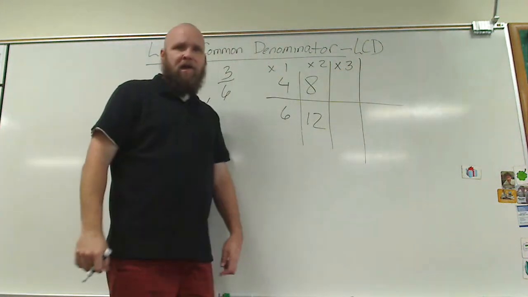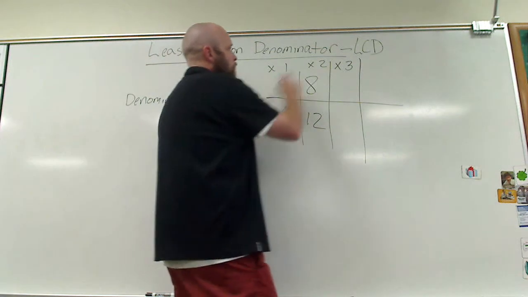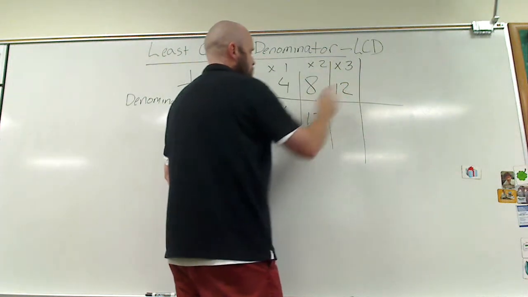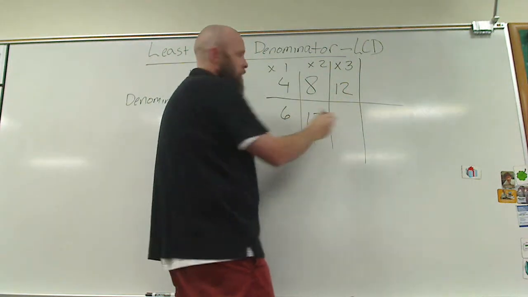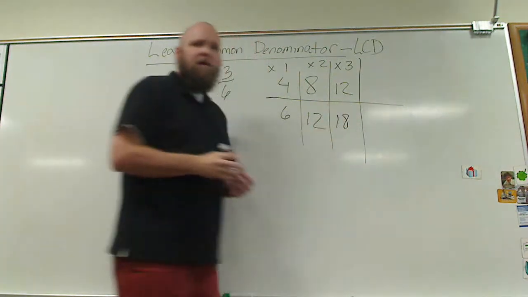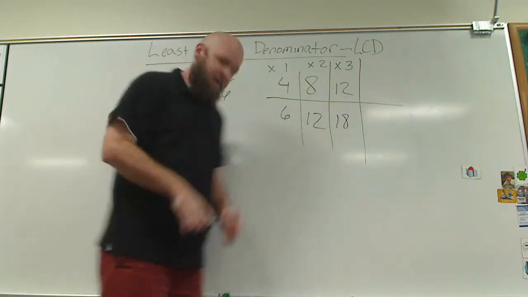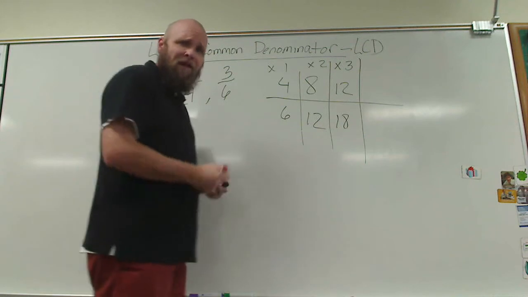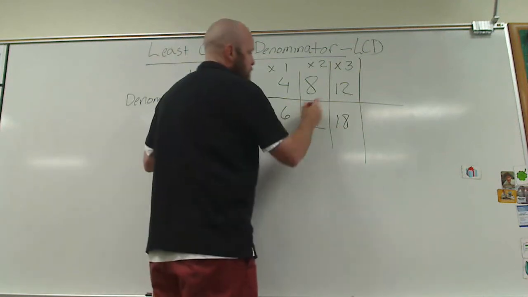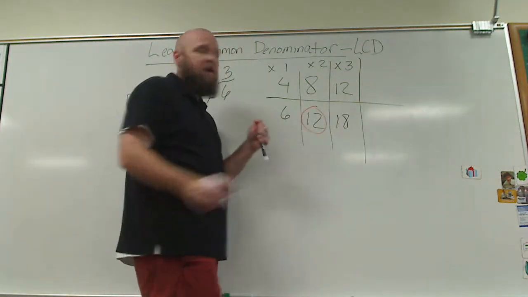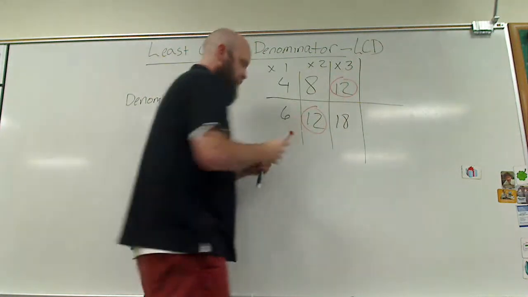So then I have to multiply by 3. 4 times 3 is 12. 6 times 3 is 18. But bingo, look at what we have. We have the number 12 is a multiple of 6, and 12 is a multiple of 4.